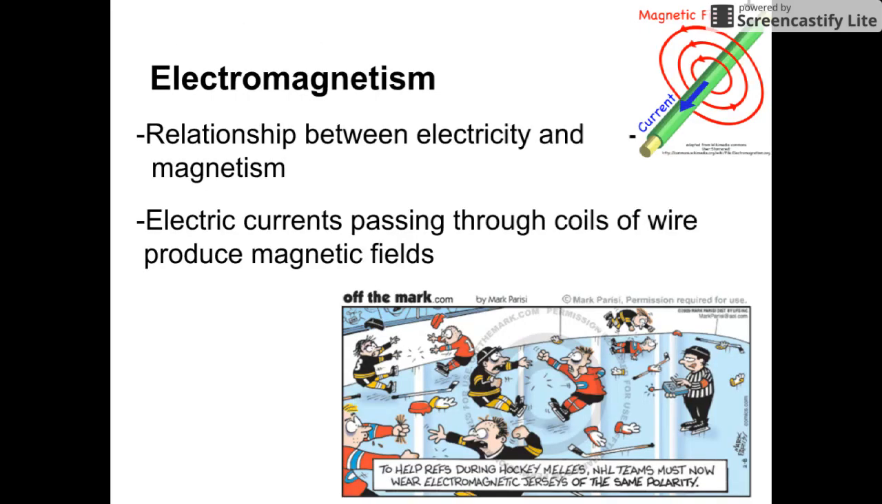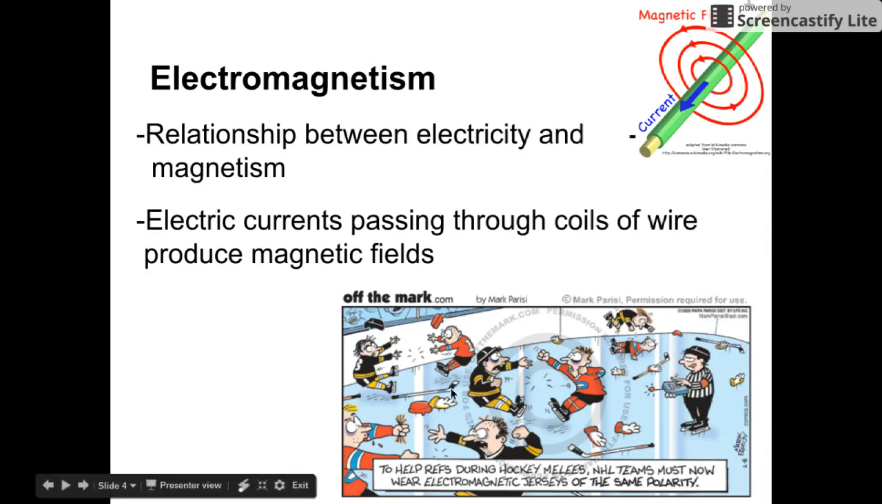So electromagnetism is just this relationship between electricity and magnetism. When you run an electric current through coils of wire, you produce a magnetic field. We did this yesterday with the coils of wire around the nail, and then we hooked that to the battery. We made that nail magnetic for a short period of time while it was hooked to the battery.